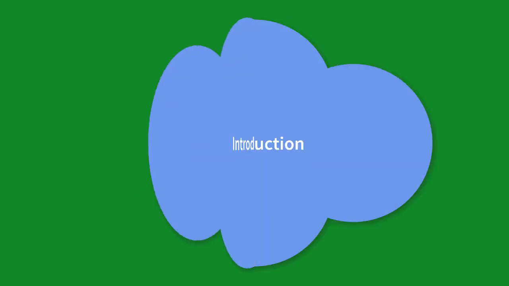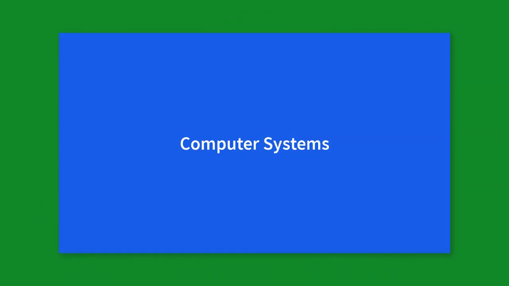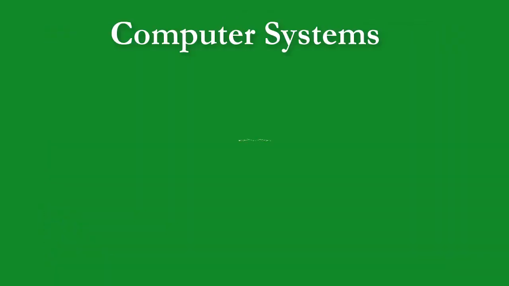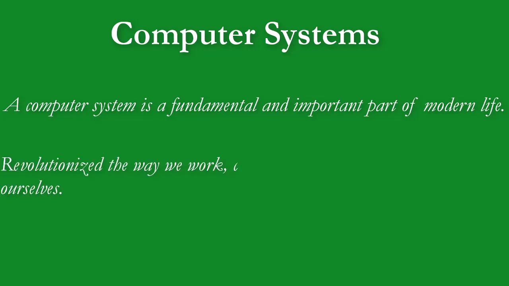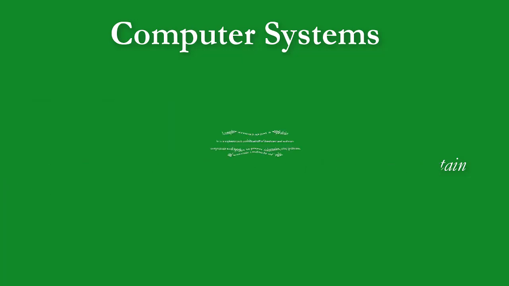Today's topic: Computer Systems. Unit 1. Introduction. Computer System. A computer system is a fundamental and important part of modern life. It has revolutionized the way we work, communicate, learn, and entertain ourselves.